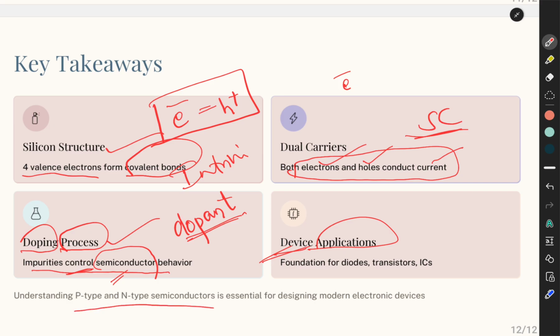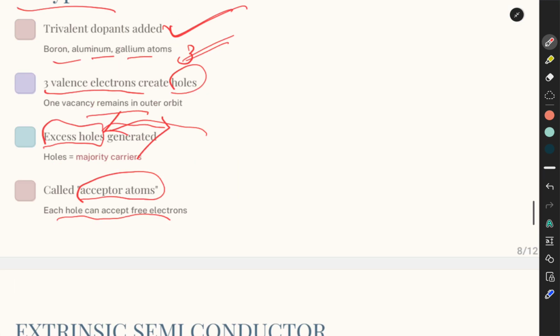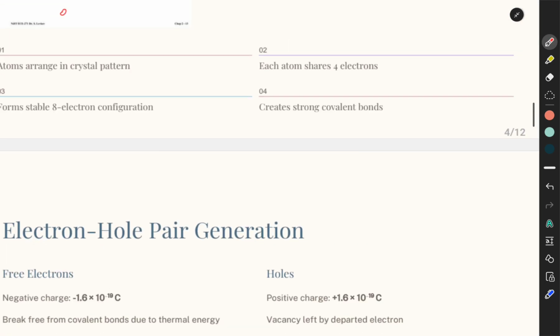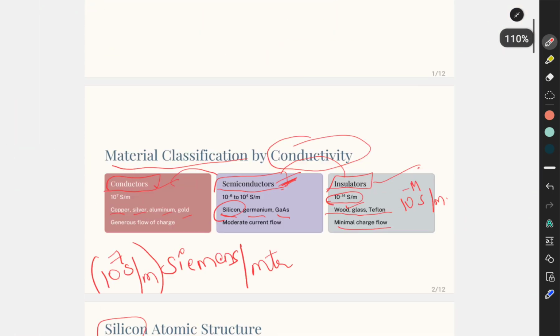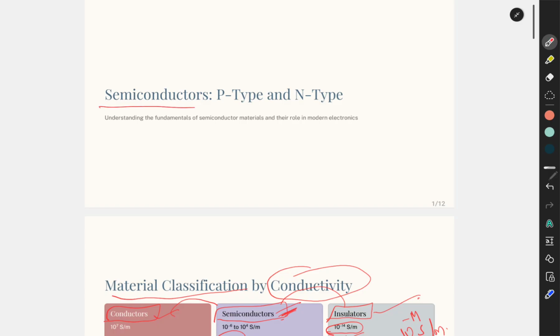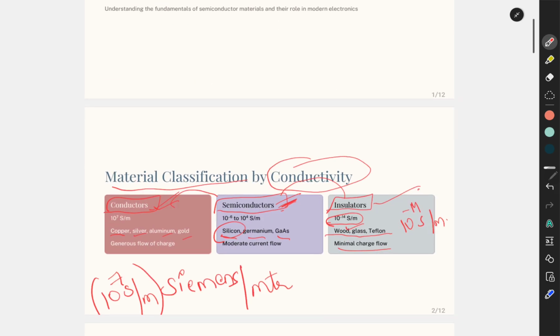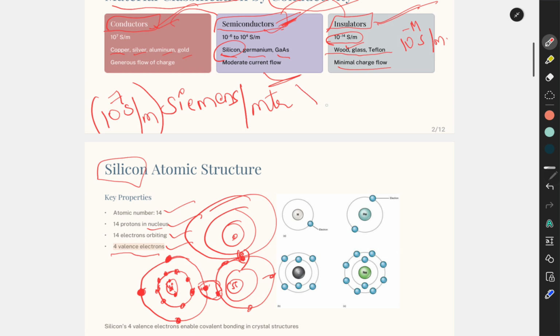So understanding p-type and n-type semiconductor is essential for designing modern electronic devices. I hope you understood what we have learned. We have seen the semiconductors, the bond formation, and intrinsic and extrinsic semiconductors, and in extrinsic again they are p-type and n-type. Okay. Materials are of 3 types: semiconductors, conductors, and insulators. Semiconductors will have conduction due to electrons and holes.